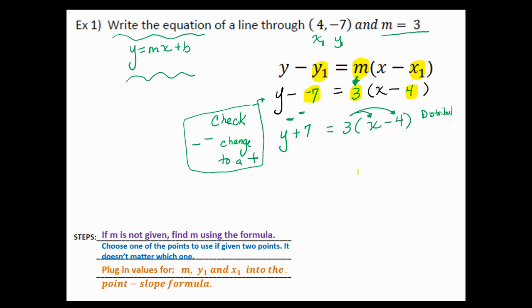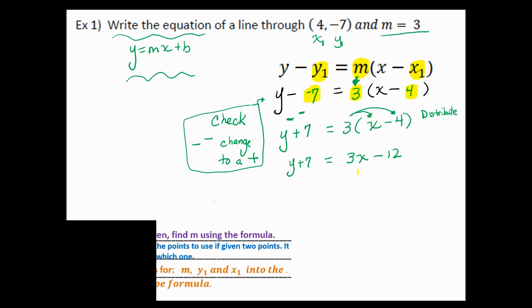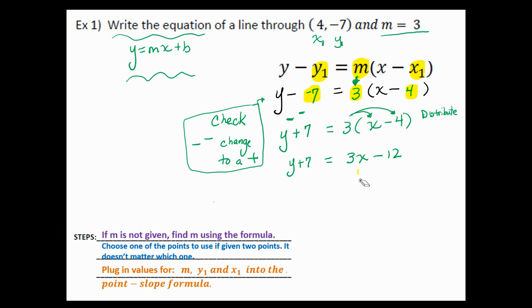And remember, in chapter 1, we talked about distributing. So I'm going to bring down y plus 7. This would be 3x minus 12. 3 times 4 is 12. Oops, sorry. And we're now very close.